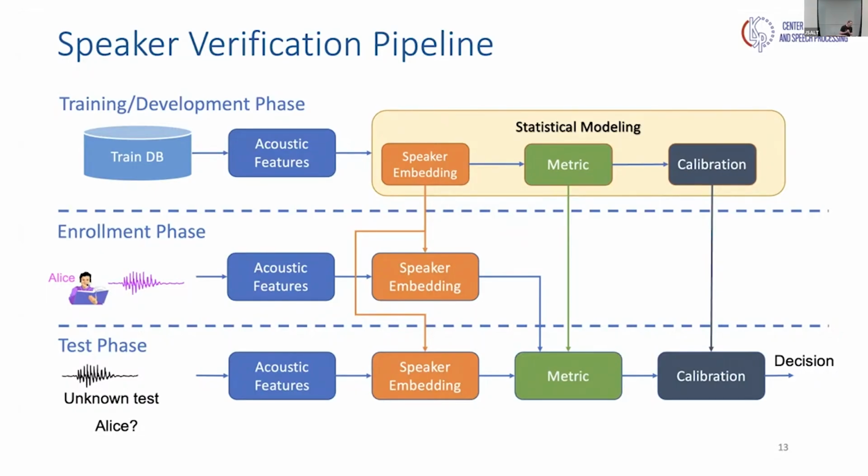So the metric can be just cosine scoring, or it can be some kind of another model that you train on top of the embedding. For example, it can be probabilistic linear discriminant analysis, it can be linear discriminant analysis, or it could be logistic regression or something.